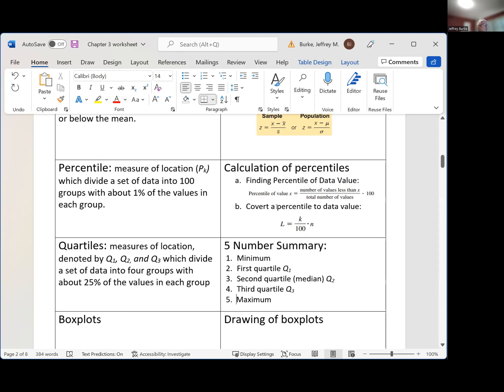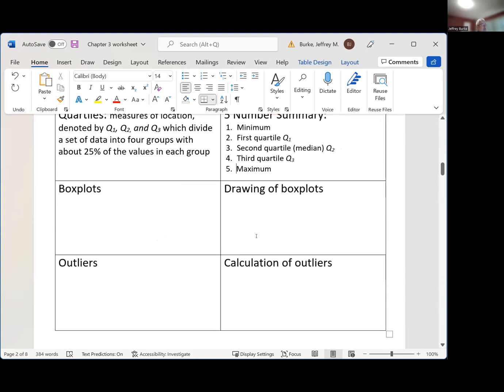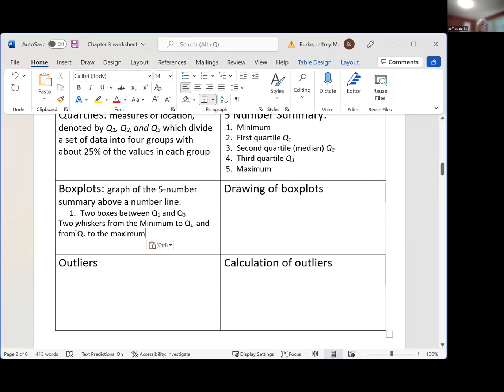One display that we can use to show position, as well as showing a measure of center and dispersion, is something called a box plot. And we come up with the definition of a box plot. Again, a box plot is something that StatCrunch is going to do for us rather nicely. This is a graph of the 5-number summary.